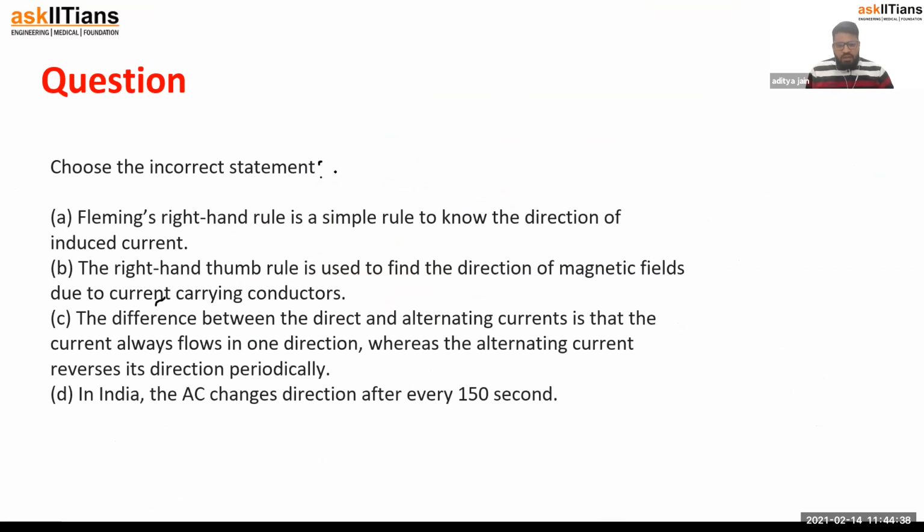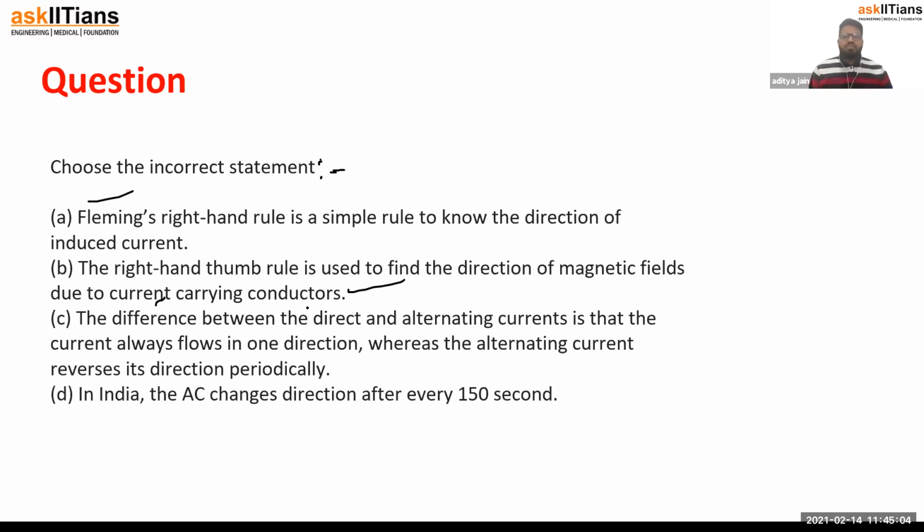Now choose the incorrect statement. These questions require careful observation, so read it carefully. Option A, Fleming's right hand rule is a simple rule to know the direction of induced current. Yes, correct. Option B, the right hand thumb rule is used to find the direction of magnetic field due to current carrying conductors. Yes, this is also correct. We have seen the right hand thumb rule like this.